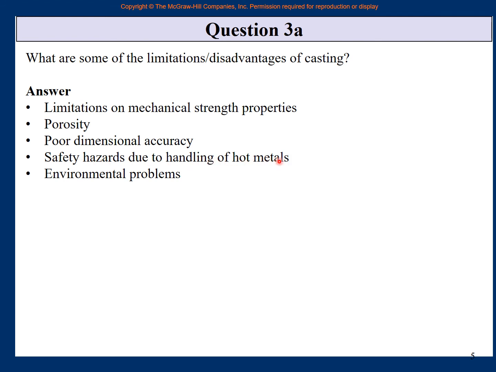Safety hazards due to handling of hot metals. So this is of course big. You have to melt at a much higher temperature than the melting point, because you need to have superheat, and you have to transfer the molten metal from the furnace to the mold. So lots of safety hazards.